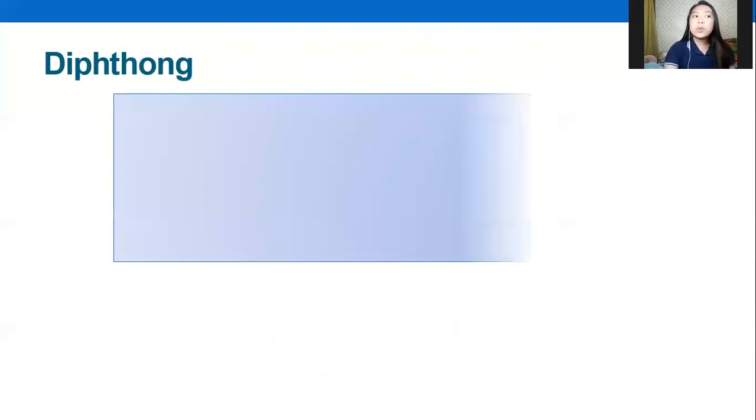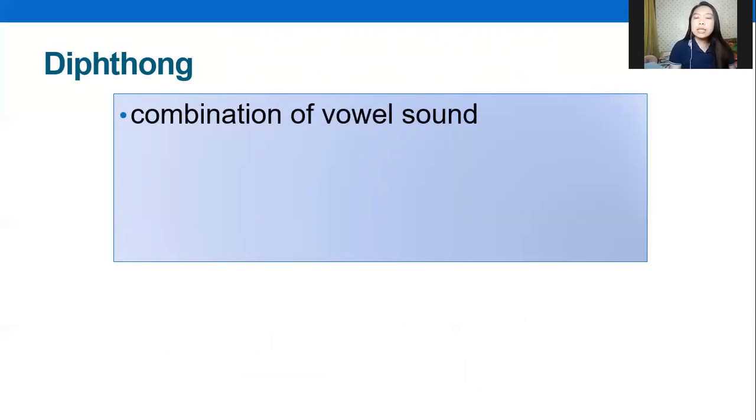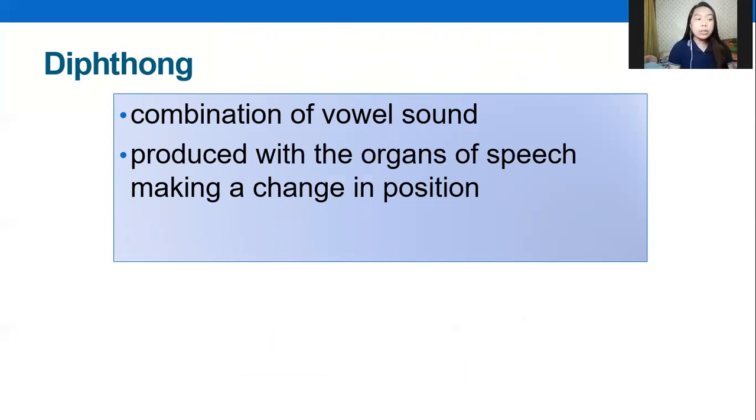Now there are instances wherein we tend to combine vowel sounds in a single syllable. So that instance is what we call diphthong. Okay, so diphthong is referred to as the combination of vowel sound, and it is produced with the organs of speech making a change in position. Now in English, we have three diphthongs. So we have the I as in nice, kite, by. So that's the first diphthong. Second, we have the oi, such as coil, soil. And we have the ow, such as house, arouse, browse. So those are the three diphthongs in English language. We have the I, oi, and ow.